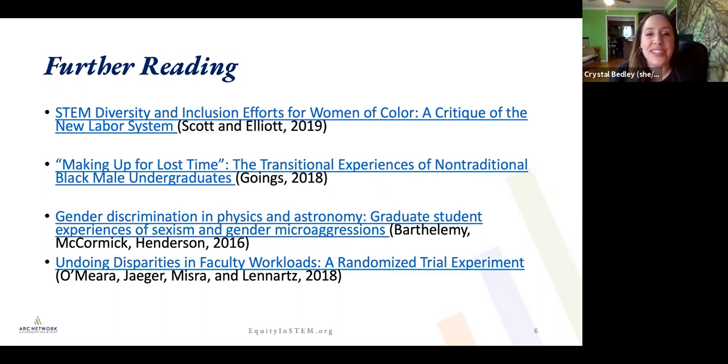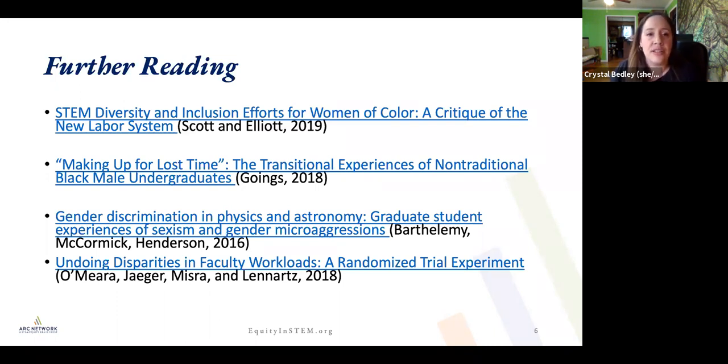Next up is Dr. Barthelemy with colleagues Melinda McCormick and Charles Henderson's publication, Gender Discrimination in Physics and Astronomy, graduate student experiences of sexism and gender microaggressions. This article begins a conversation on sexism in these fields by providing language to discuss sexism in research groups and departments, and concludes with recommendations for addressing gendered microaggressions, one of the most common forms of sexism experienced.